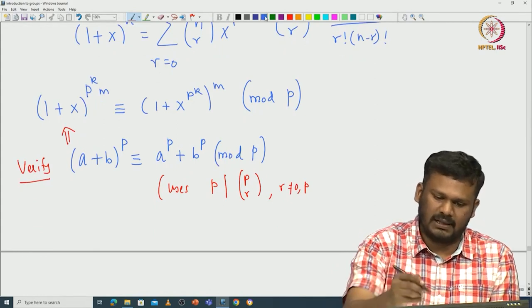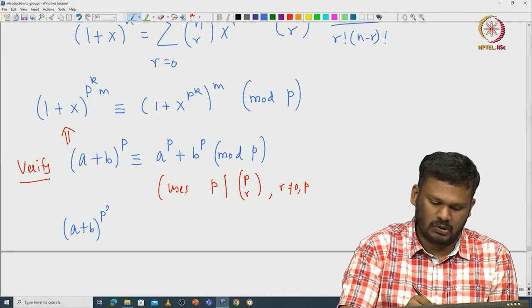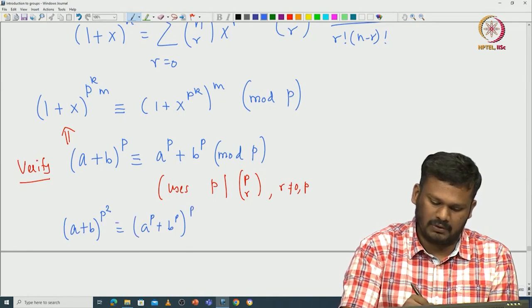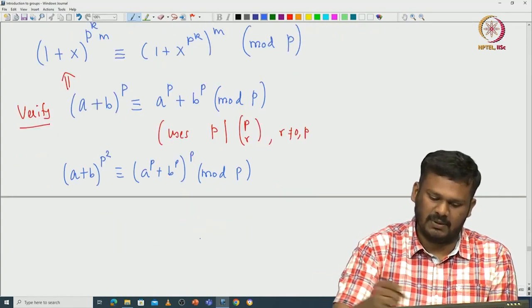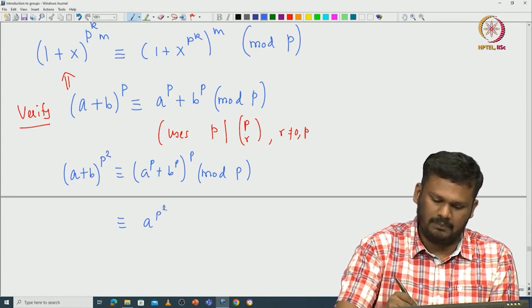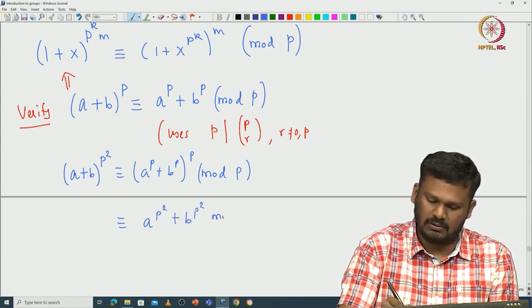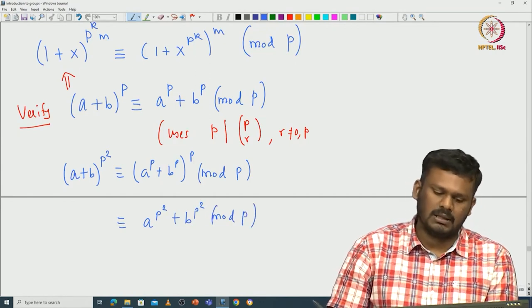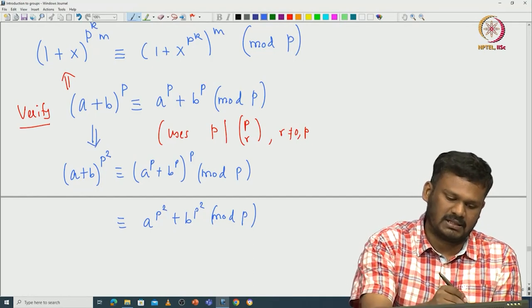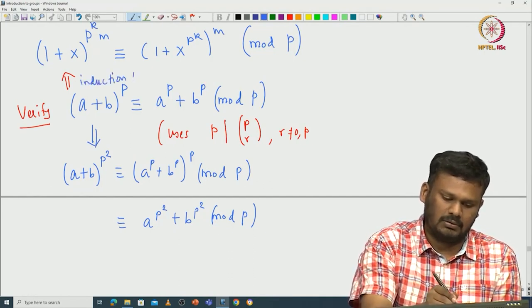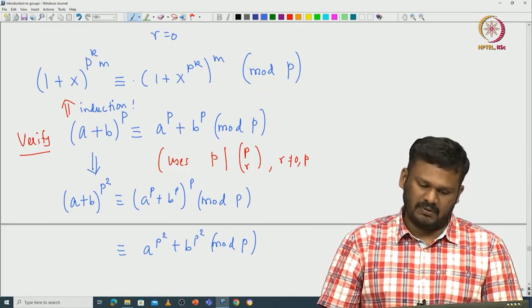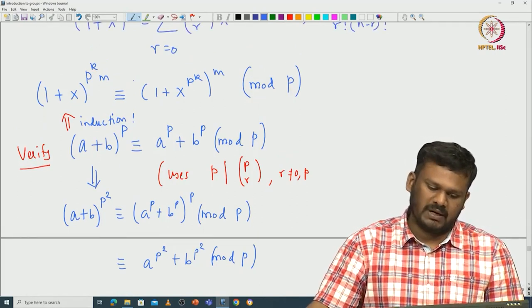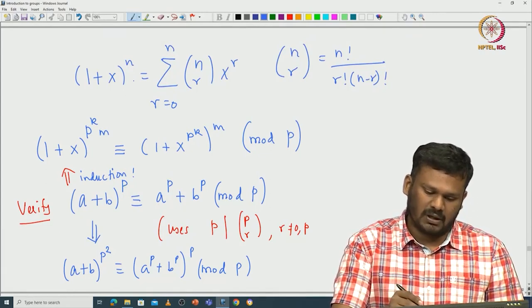Now if you raise it to the power again, a plus b power p square is going to be a power p plus b power p, all to the power p, which is congruent to this modulo p. Then this will become congruent to a power p square plus b power p square modulo p. So from this, by induction, you can prove that 1 plus x power p power k times m is congruent to 1 plus x power p power k, all to the power m, modulo p.